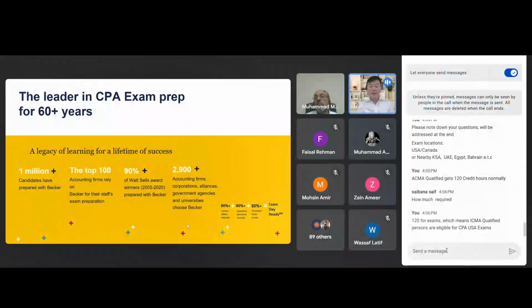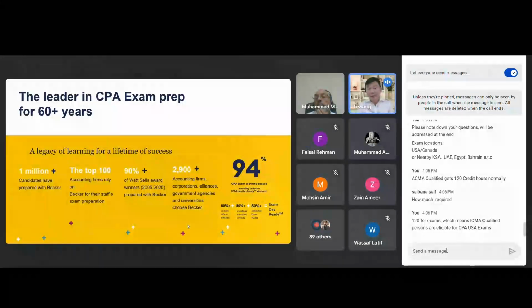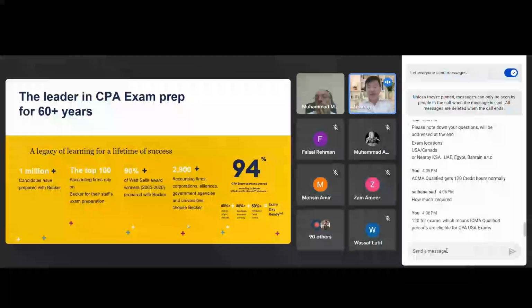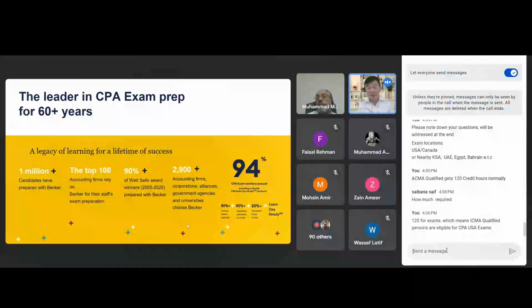So when you're exam day ready, what does that mean? Based on research, and it's not just our research, we used a third party to do this research, when students are exam day ready, the passing rate for each individual section is 94%. Compare that to the 45 or 50% global average. So we almost double the numbers.